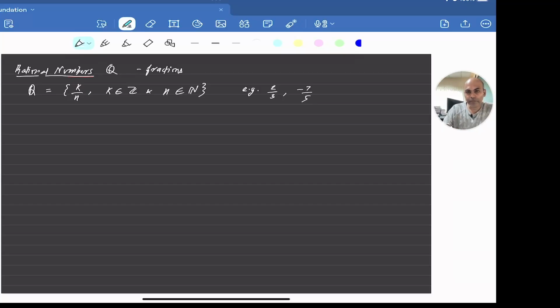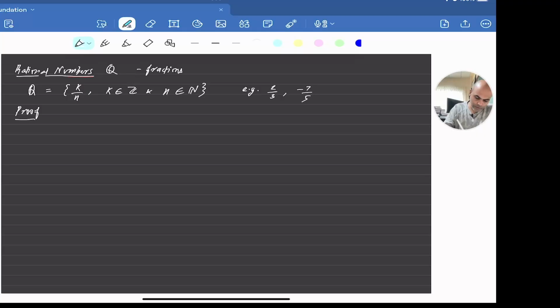Now, how do we know that the set of rational numbers form a number system? Instead of using our experience as we did in the case of integers and natural numbers, we can mathematically prove this statement. So let's try to write down our proof. So this is a proof to show that the set of rational numbers defined in this form K over N is a number system, which means these set of numbers are closed under addition and multiplication.